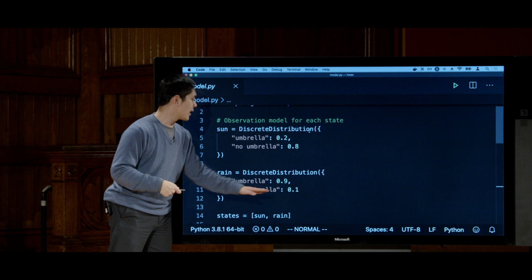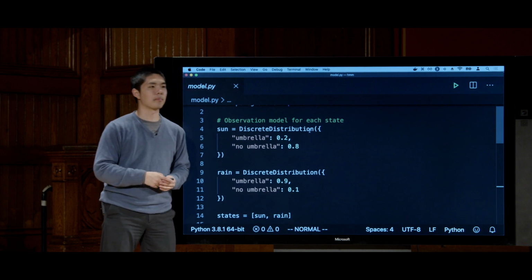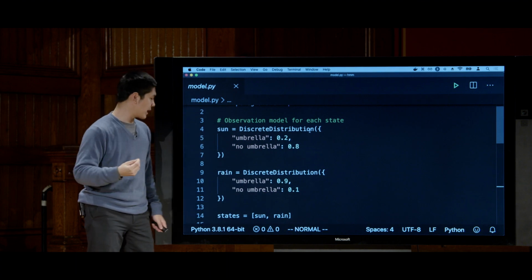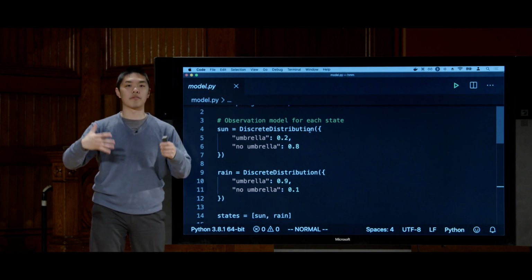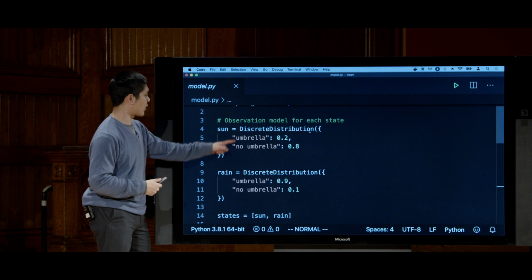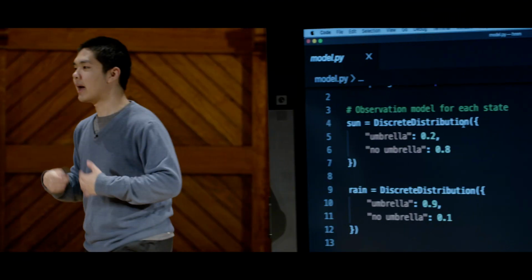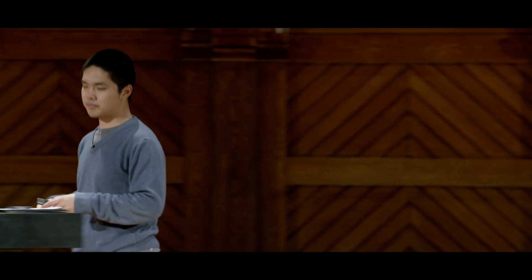Umbrella has probability 0.9. No umbrella has probability 0.1. So the actual underlying hidden states, those states are sun and rain. But the things that I observe, the observations that I can see, are either umbrella or no umbrella, as the things that I observe as a result.